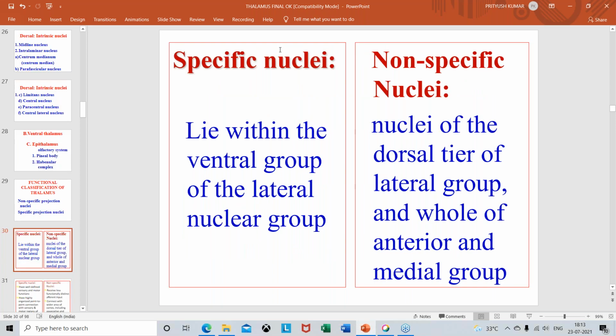So what is the difference? Specific nuclei lie within the ventral group of the lateral nuclear mass. This whole ventral group of the lateral nuclei, where we find the ventro-anterior, ventrolateral, ventro-posterior, and then the medial and lateral geniculate body, these are the specific nuclei. The rest of the nuclei are non-specific, as we have only two options. So non-specific, we have the nuclei of the dorsal group of the lateral group, and the whole of the anterior and the medial.